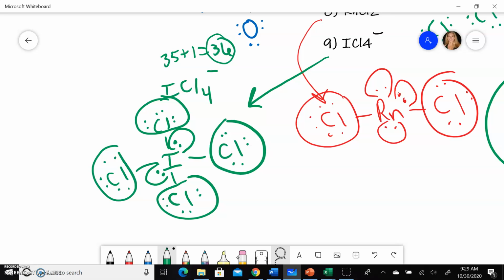All right, that's it for this one. And if you take a look at the next video, I'll show you how to determine these shapes.